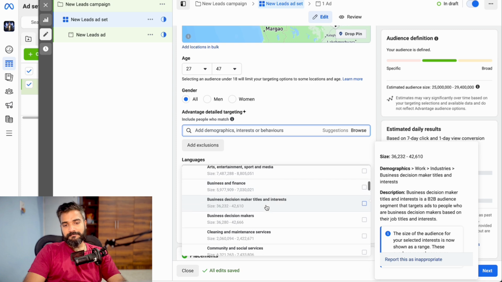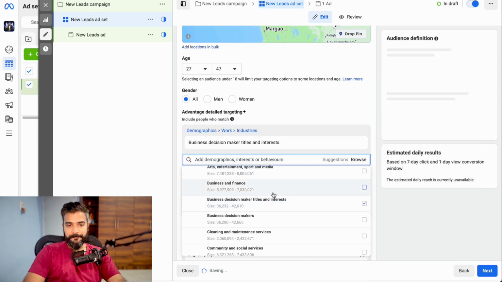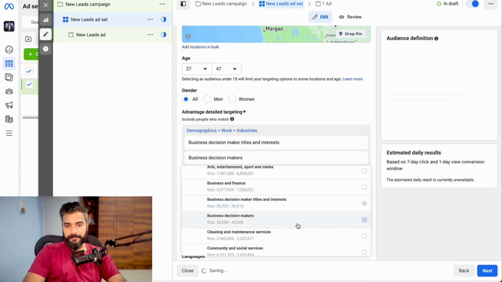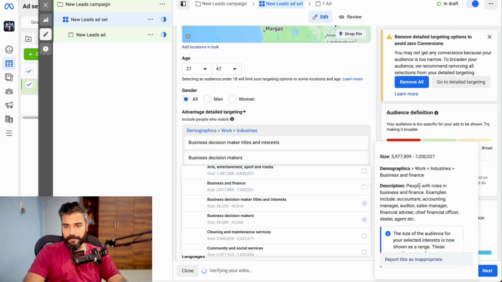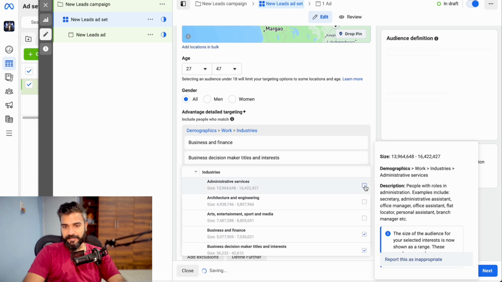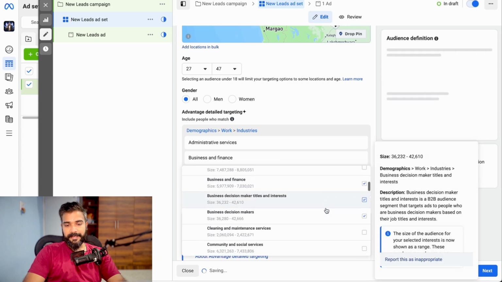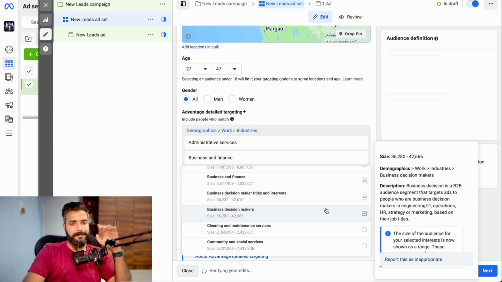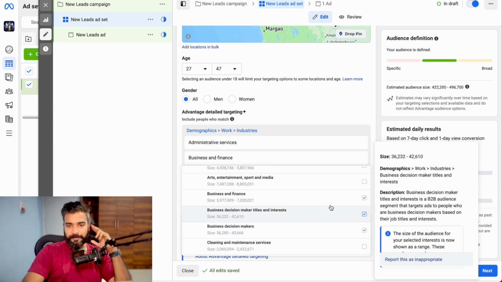So let's say the richest one will definitely be business decision makers, right? This is business decision maker titles and interest, a B2B audience segment that targets ads to people who are business decision makers based on the job titles and interests. So this is there. Business and finance, we might need this one, which is people with roles in business and finance: accountant, accounting manager, CFOs. So those are the guys. We might need administration people as well, branch managers and all those. This is also good. Again, this will be a little bit broad. We purposefully keep it quite broad.